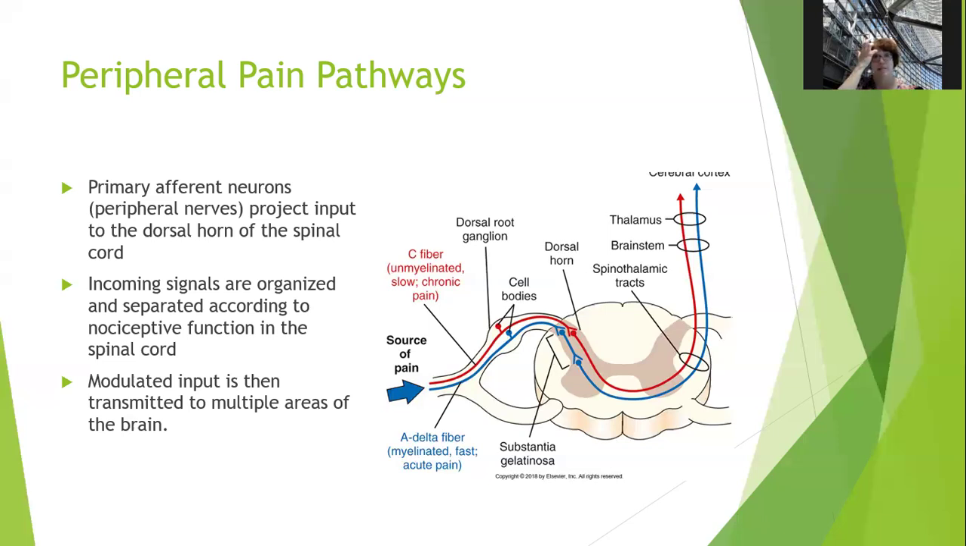The incoming signals are organized and separated according to nociceptive function in the spinal cord. And the modulated input is then transmitted to multiple areas of the brain. So any place where you have processing is an area where you can affect pain. The nociceptive system is responsible for transmitting and processing sensory input, not all sensory input. We have other neurons that are doing just the non-noxious things. But the nociceptors are processing noxious signals, so anything that is potentially harmful: intense thermal, mechanical, or chemical stimuli, and it's modulated by the nervous system. So we have anti-nociception and pro-nociception systems in our nervous system.